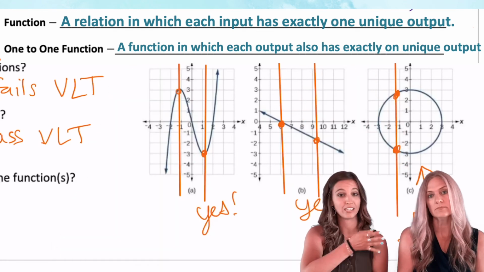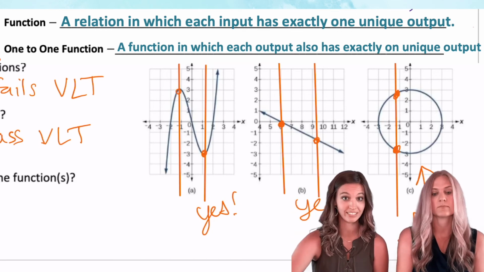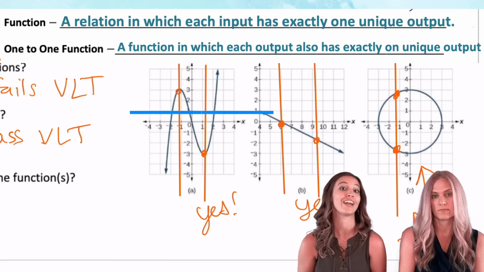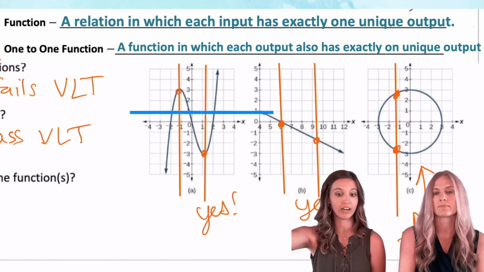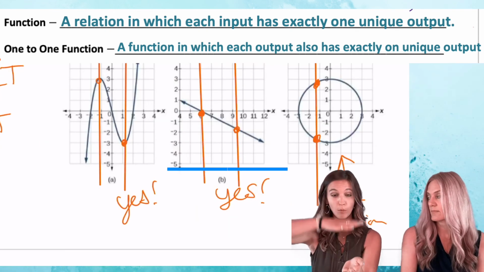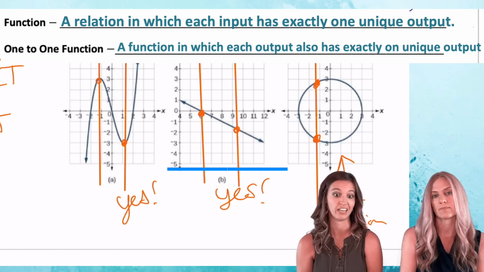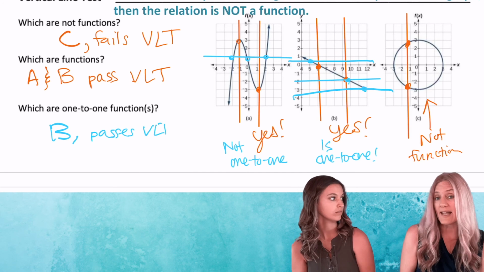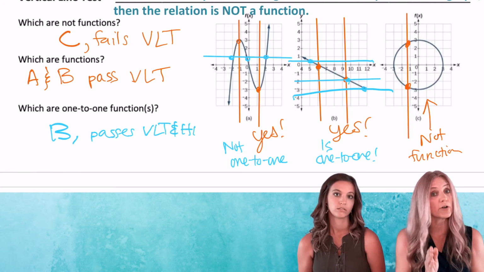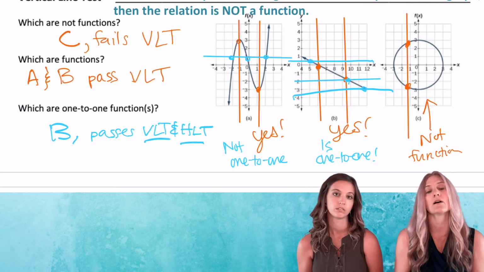Since A and B both pass the vertical line test, I can now run the horizontal line test on them. If I run the horizontal line test on A, totally doesn't pass. I could cross up to 3 times. But if I run it on B, since it's a straight line, I'm only crossing the horizontal line once at any given point. So yes, B is a one-to-one. And pretty much every line that does not happen to be a vertical or horizontal line is a one-to-one function.